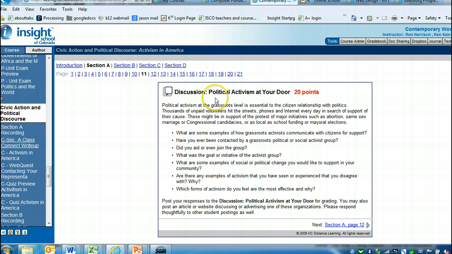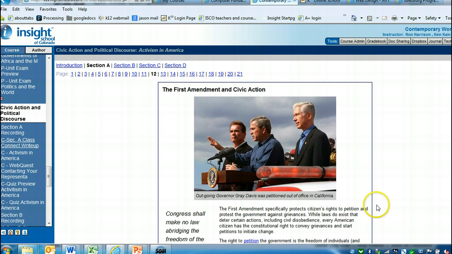Political activism at your door. This is a discussion. You're not going to do this. We skip the discussions in this class, so don't worry about that.